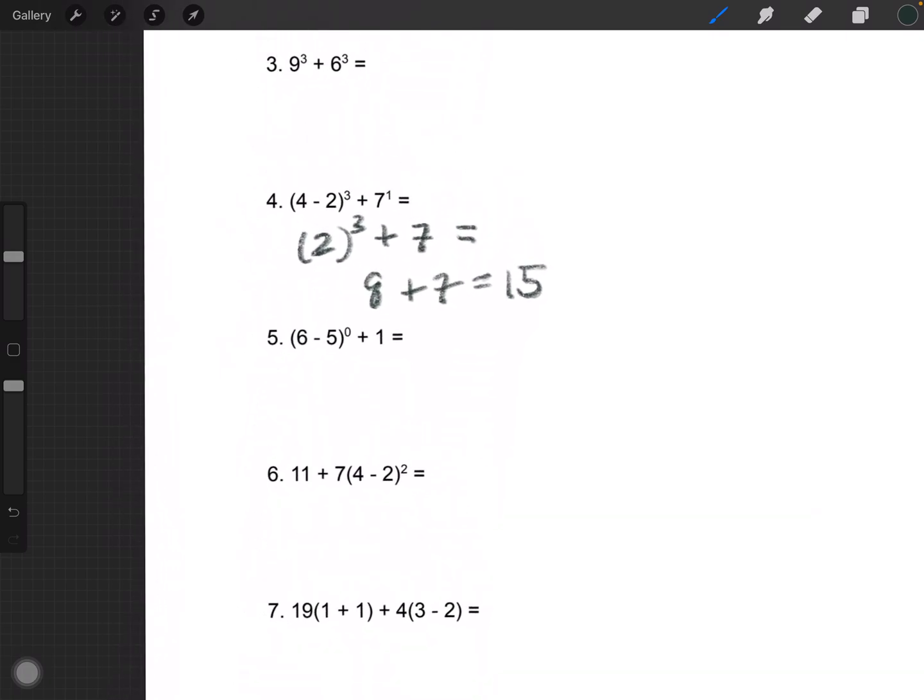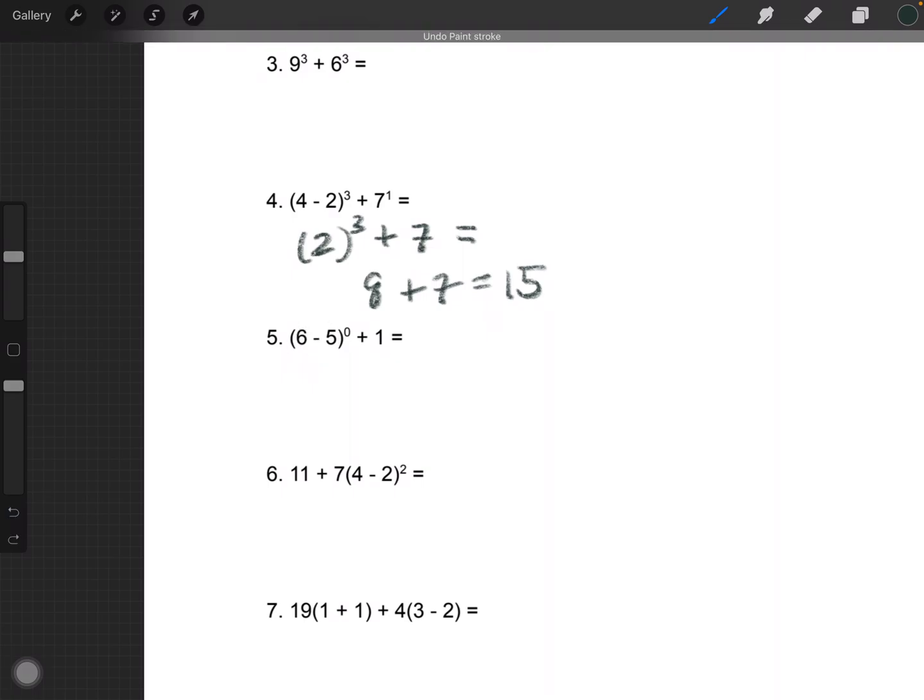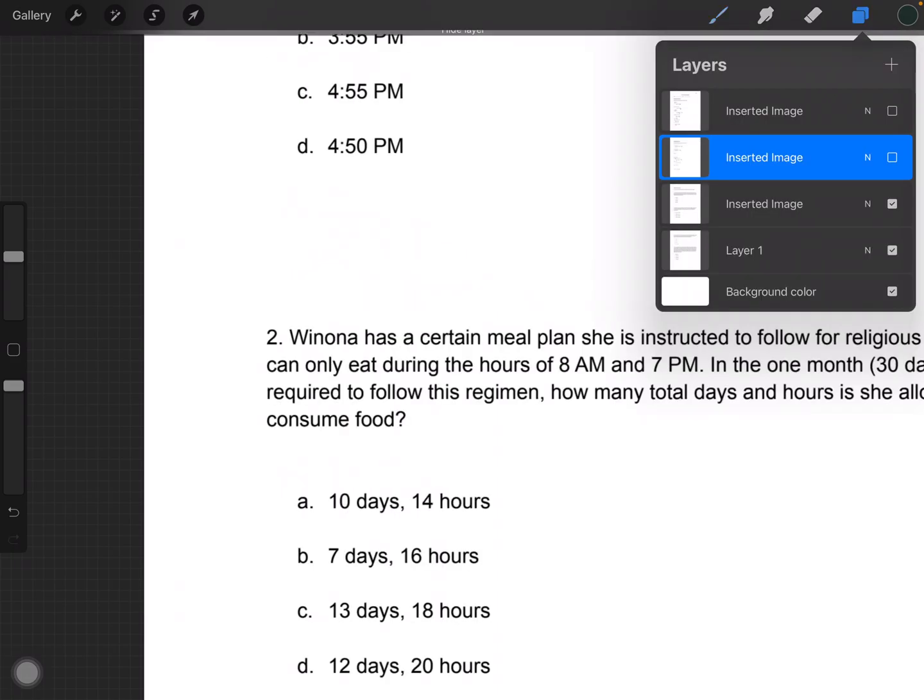The rest are all pretty much the same except for this one. Anything to the 0th power is 1. So no matter what this is, because the whole thing is to the 0 power, it's 1 plus 1, which equals 2.